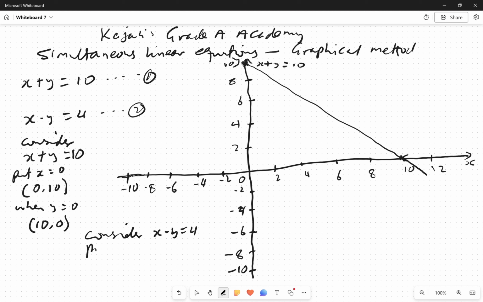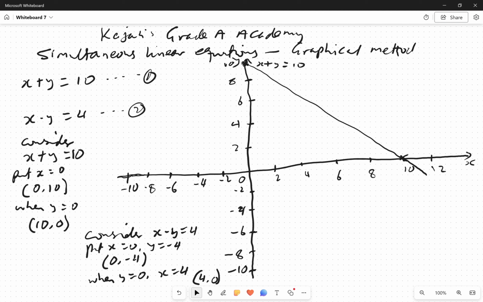Then we are going to put x equal to 0. If you put x equal to 0, then y is going to be equal to negative 4, because you're going to have negative y equals 4, and that means y is equal to negative 4. So you have 0 for x and negative 4 for y. Do the same thing by putting y equal to 0. When y equals 0, what do we get in that equation? If y is 0, it means x is equal to 4. So your other point is 4 for x and 0 for y.